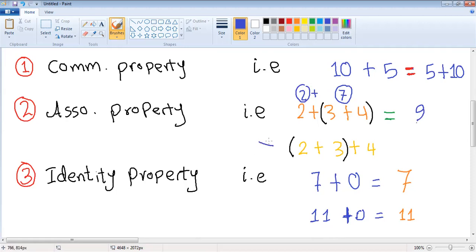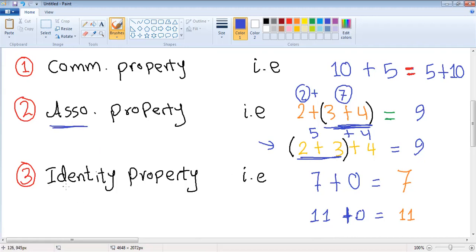Look down here, we have the same numbers, 2, 3, 4. But this time the bracket is in another place. The bracket in the first example was on 3 and 4, but this time it is on 2 and 3. Let's check if they have the same answer or not. 2 plus 3 is equal to 5. Then add 5 to 4. What is 5 plus 4? 5 plus 4 is equal to 9. Oh, I got the same answer. So this is called the associative property.